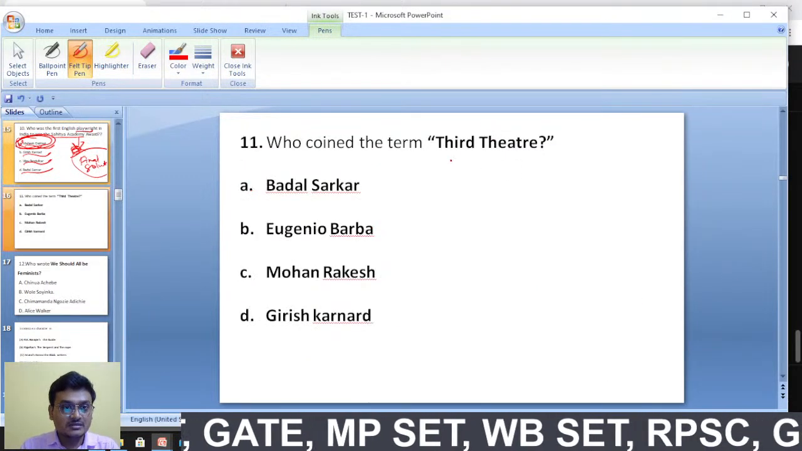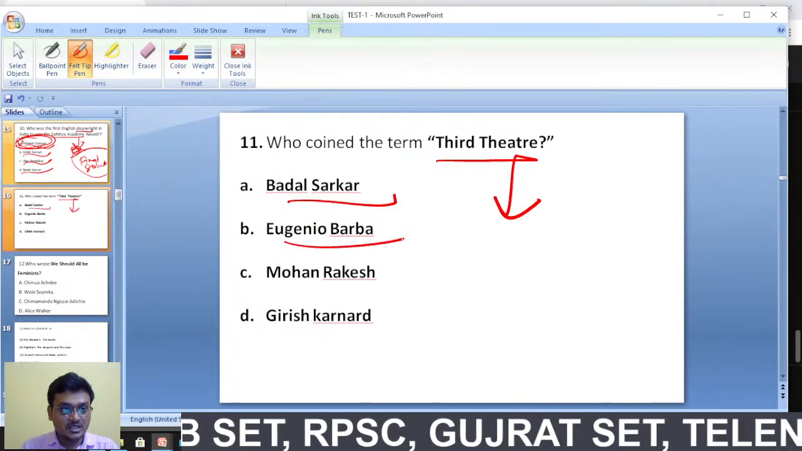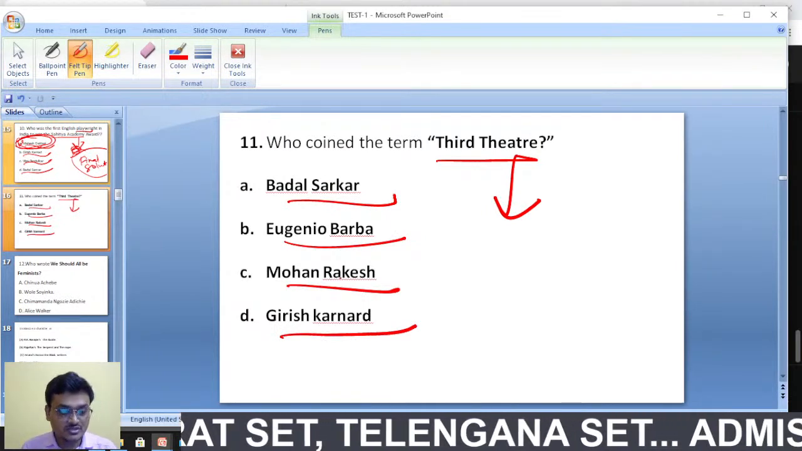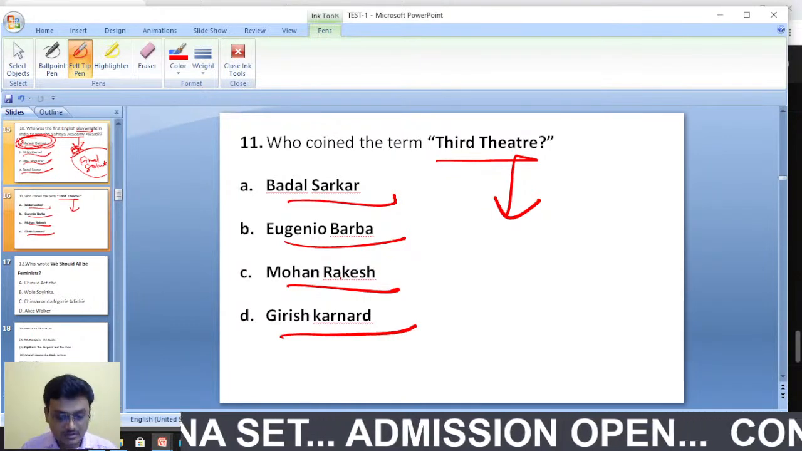Who coined the term third theater? Now tell me. Eugenio Barba, Mohan Rakesh, Girish Karnad. Look, it is an easy question. I have made you do it many times before. Coined the term. I hope you're not making a mistake.